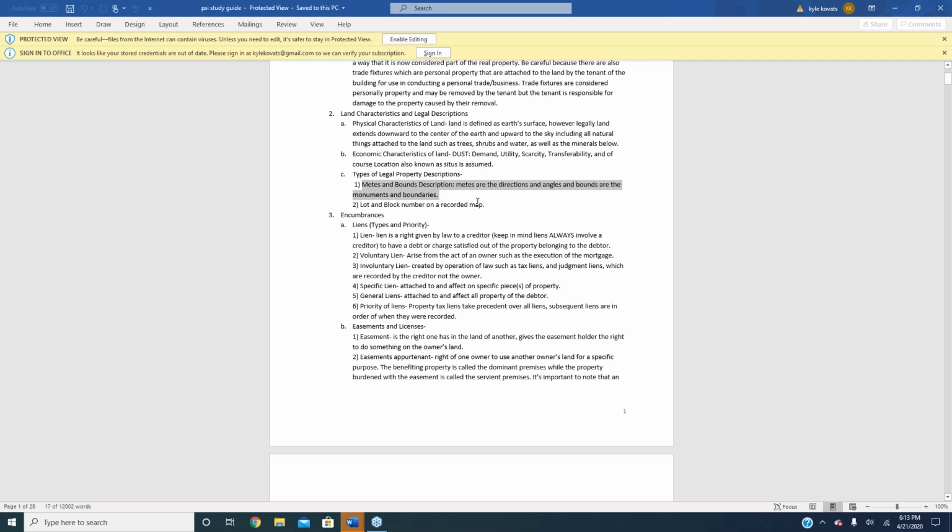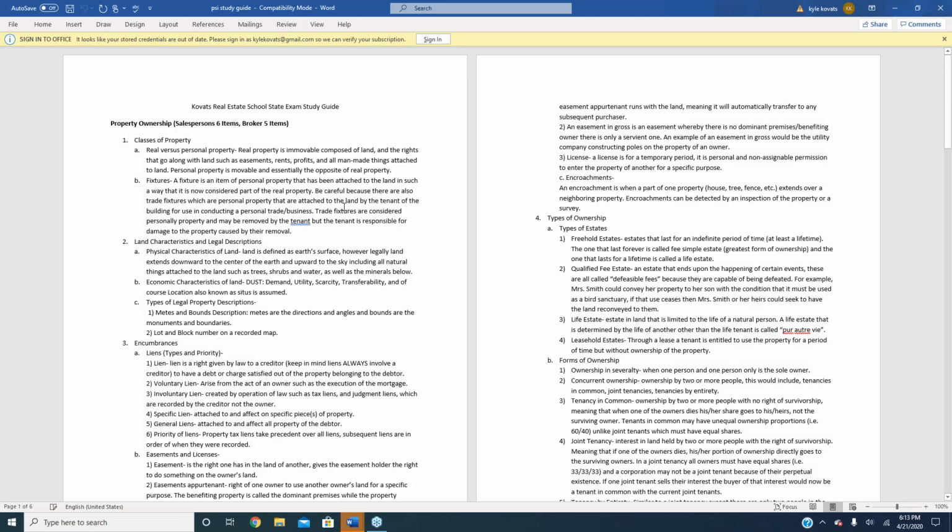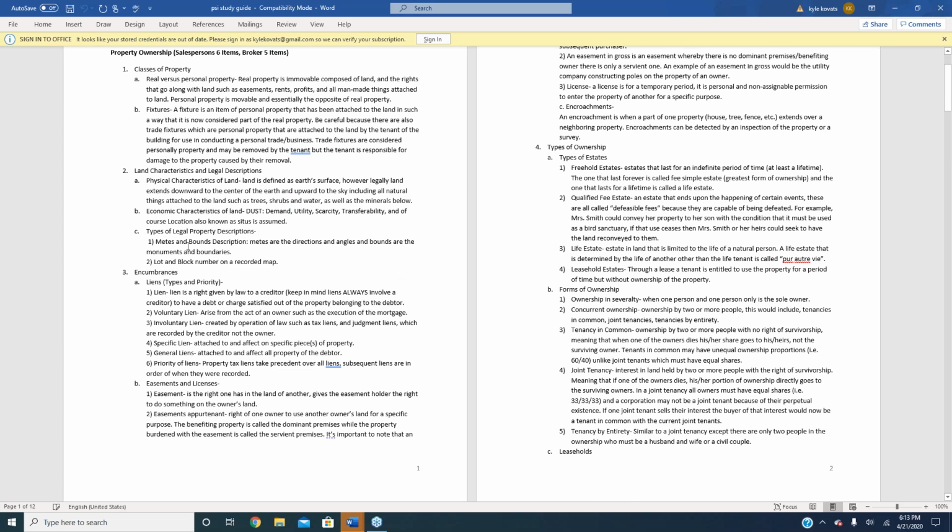Next here, this meets and bounds description. So the term meets and bounds, meets means directions and angles, and bounds means the boundary lines of your property. The most important thing probably to know for this is that meets and bounds descriptions will always both start and also end at a set point of beginning. So if they ask you, where does a meets and bounds description both start and end? It would both start and end at what's called a set point of beginning. So if they say set point of beginning or starting point, that's in reference to a meets and bounds. Whenever you hear point of beginning or starting point, that's a meets and bounds description.